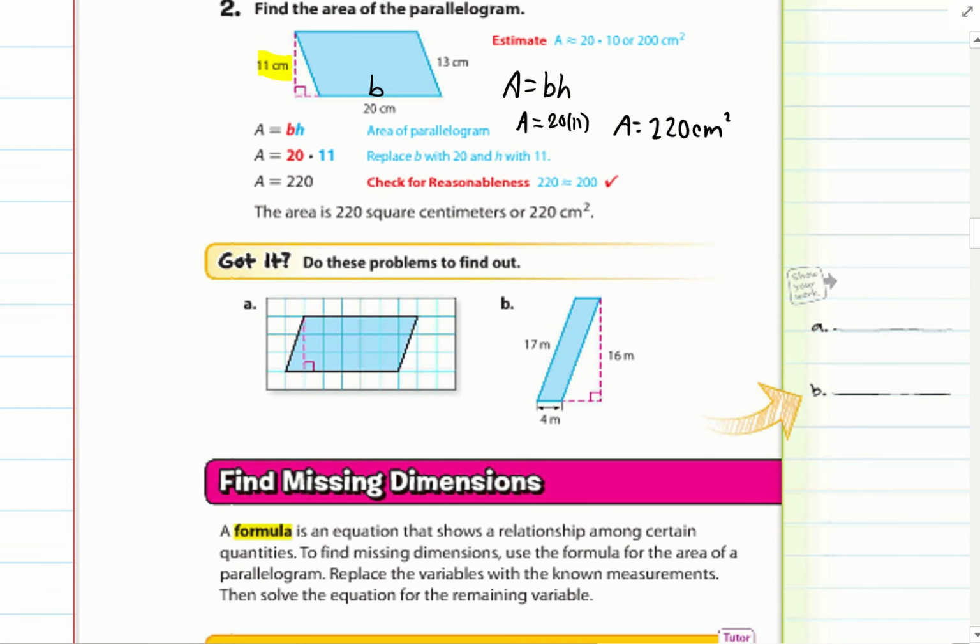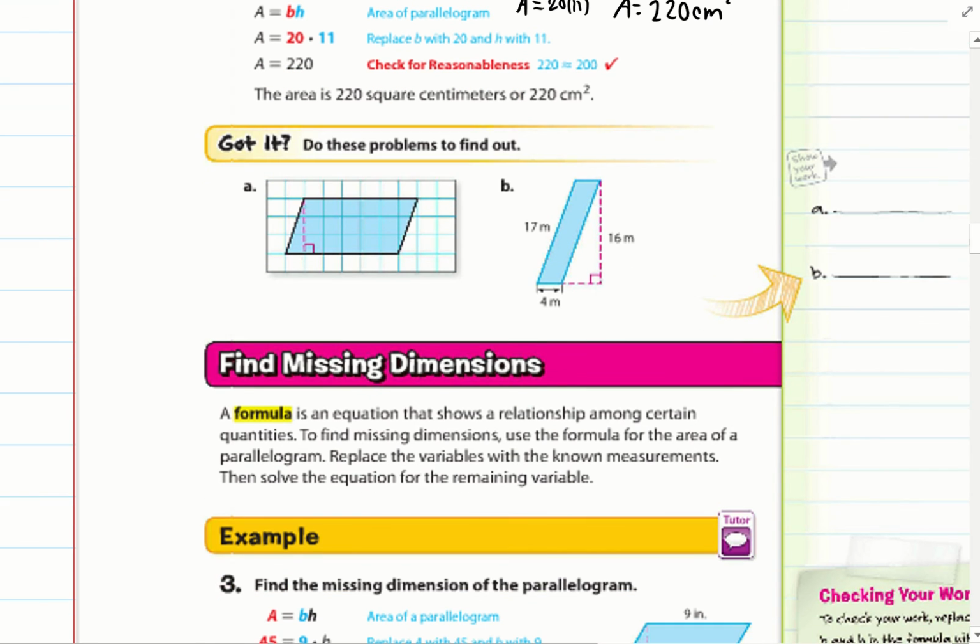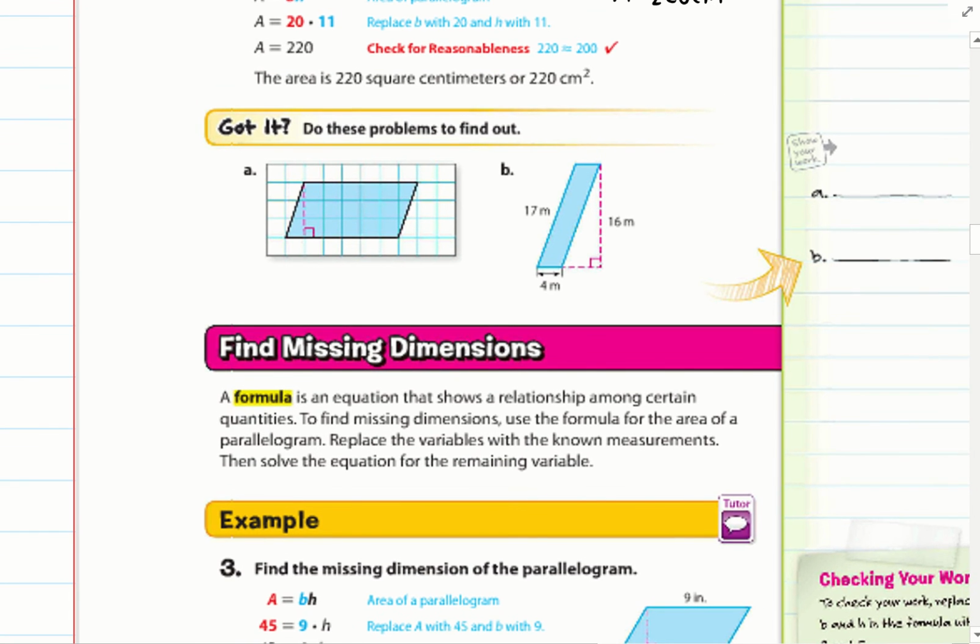So just a heads up, whenever you don't have a unit, just put unit squared. If a unit is provided, that's when you need to use that unit. Just like example 1 was no unit, so we use unit squared. Example 2 is centimeters, so we use centimeters squared. So go ahead and try A and B.